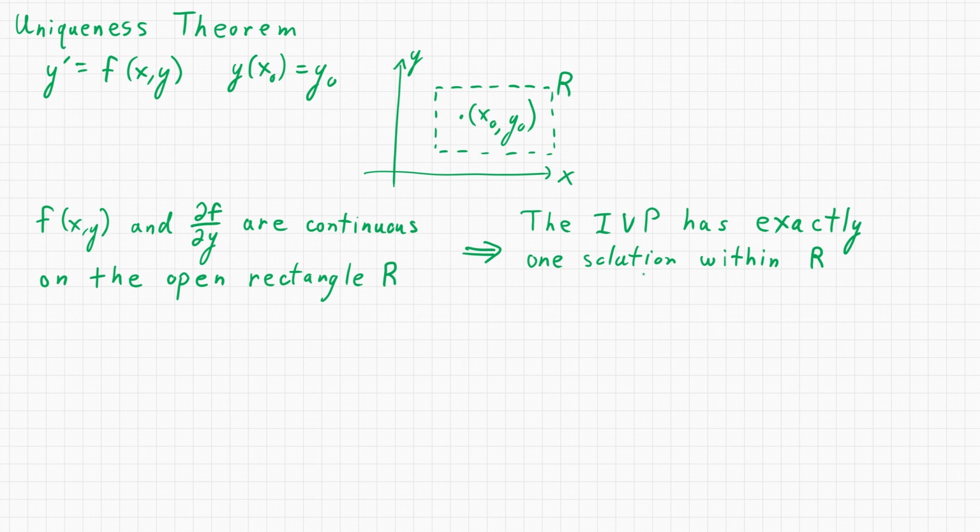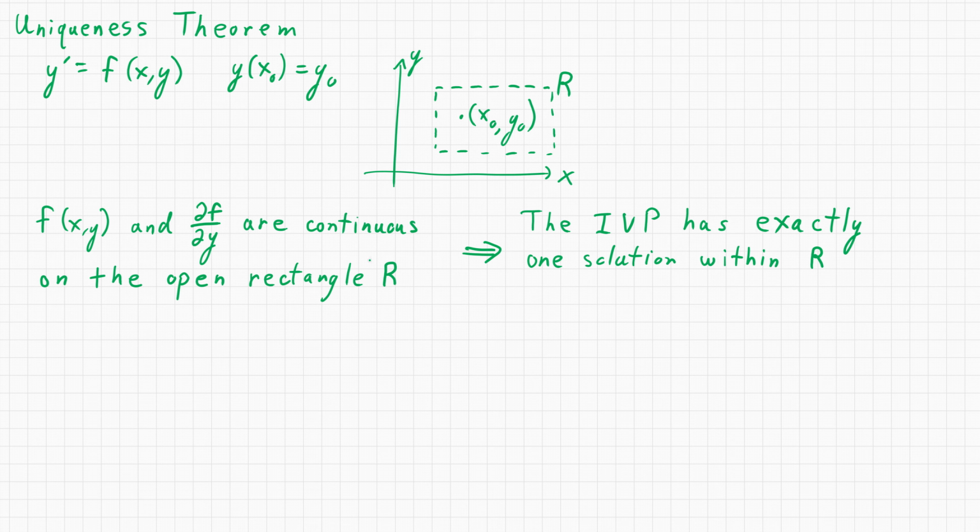So right before, with the existence theorem, you're at least guaranteed you have at least one solution. So you still could have one or more than one, could have infinitely many. But this one is actually saying, okay, you have exactly one solution. So you're not going to have two or three or an infinite number, you're going to have just one.